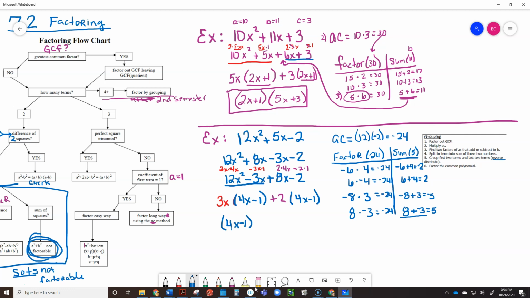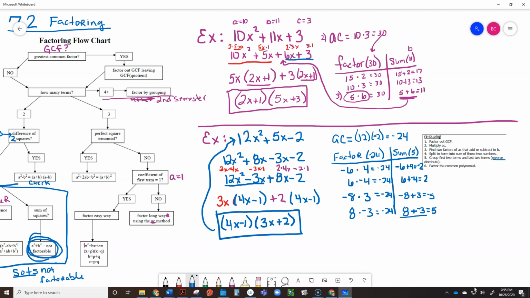Pull the 4x minus 1 out of this term, pull the 4x minus 1 out of this term, and the two things you have left are 3x plus 2. And these two things will multiply together to give you 12x squared plus 5x minus 2. That's factor by grouping. I followed these steps right here.